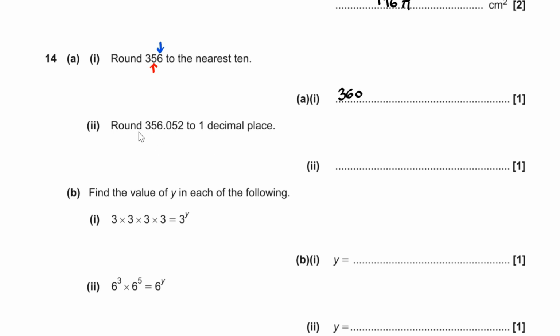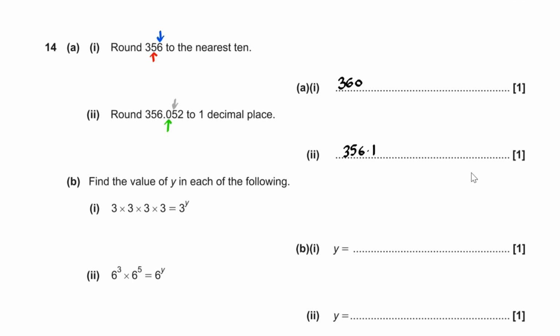And then we have to round 356.052 to one decimal place. Well, if we take a look at this first decimal place, after that this 5, well, we've got 5 or greater, so this 0 we need to take up to the next digit, so we have 356.1.